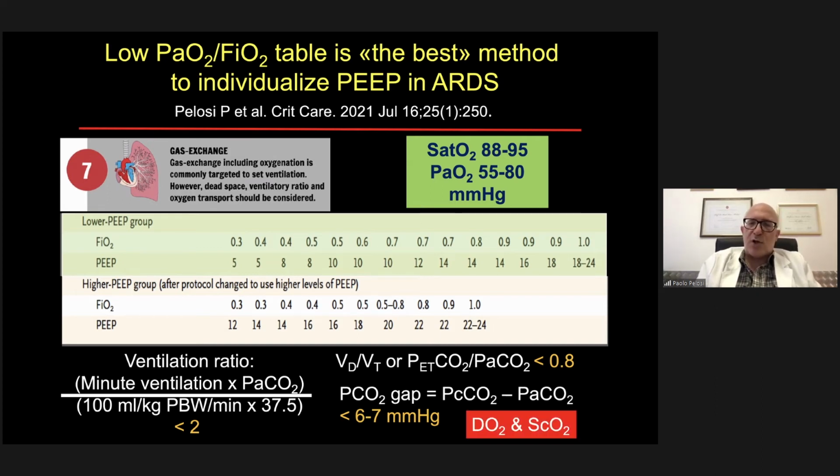Of course, oxygen transport and capillary oxygen saturation from the central catheter should be considered. I remind you, 70% from the CVC or 65% from the lung gas, which is, however, less used in current practice.